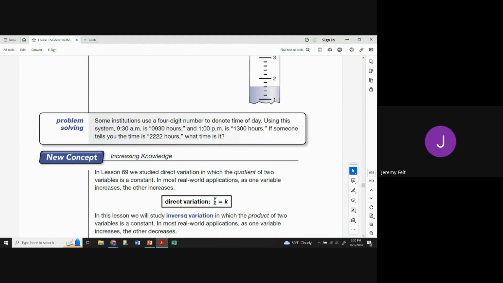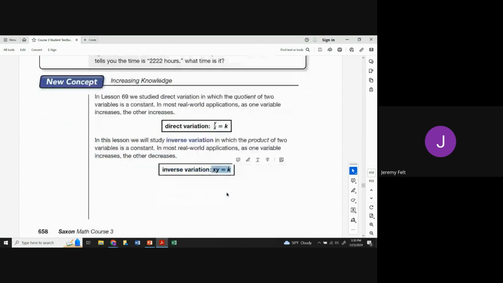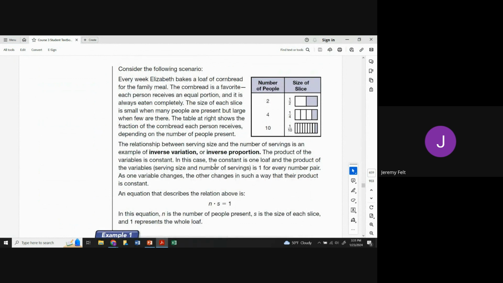So we talked about direct variation. We can write it in terms of k, just like we did for inverse variation. Inverse variation, as we showed, can be written as k, or in terms of y, we would divide both sides by x to get y equals k over x. So that's inverse variation. So we'll look down at a few examples.